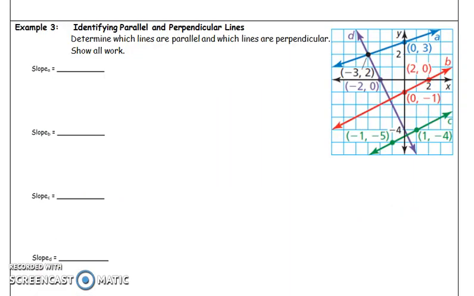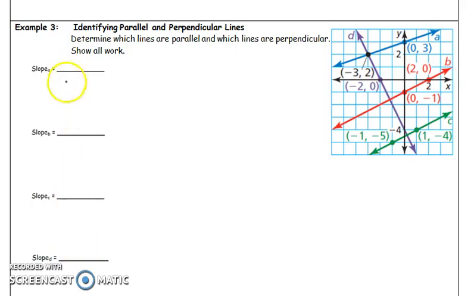So for example 3, this is an example of when we're given some lines that lie on the coordinate plane, we have to determine which of those lines are parallel and which of those lines are perpendicular. So even though, if you look at that long purple line right here, line D, it's really tricky to tell which one of these lines, either line A, line B, or line C, which one is exactly perpendicular. So we can't tell just by looking at the lines.